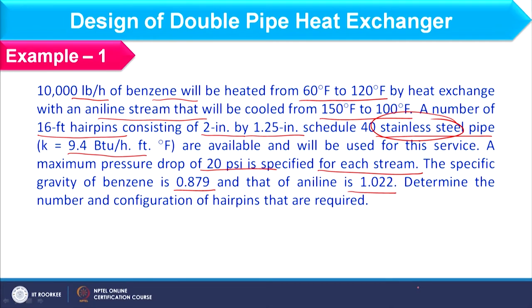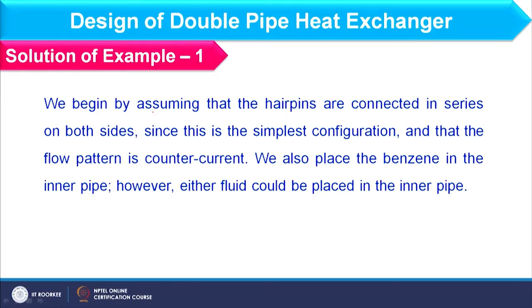Next we have to determine the number and configuration of hairpins that are required. So here we are going to design the double pipe heat exchanger where we will fix the number of hairpins and the configuration. Configuration means whether it should be operated in series or parallel, which we have already discussed in the last lecture. So let's start the solution of this problem. Here we start with an assumption that the hairpins are connected in series on both sides, considering the simplest configuration.